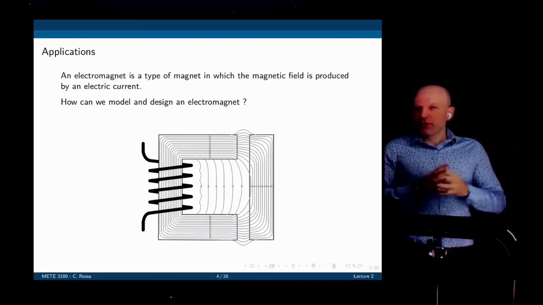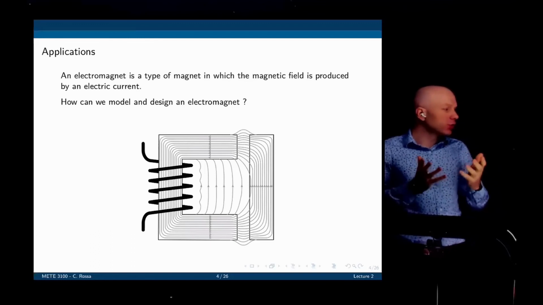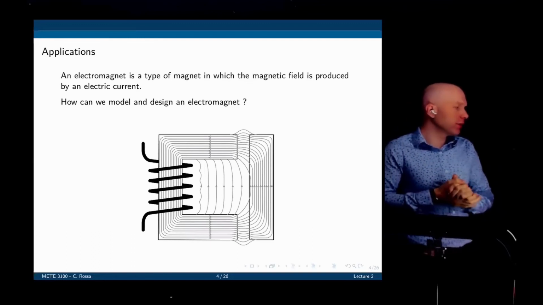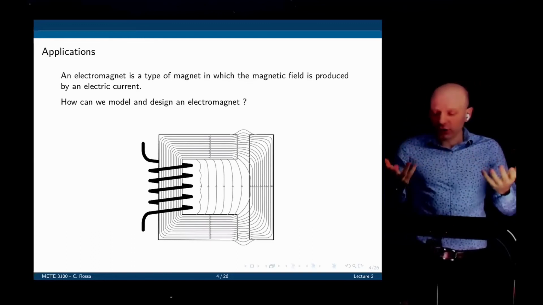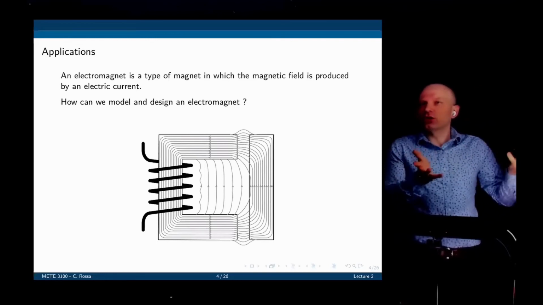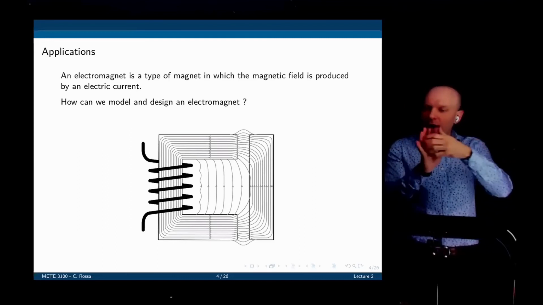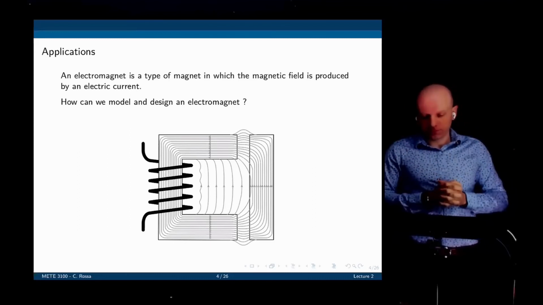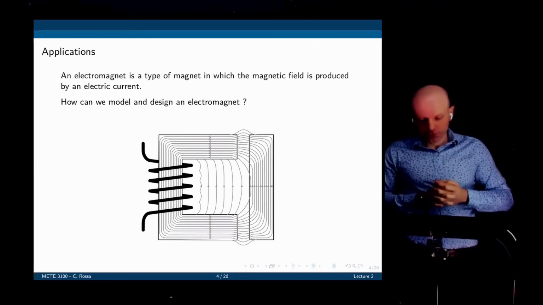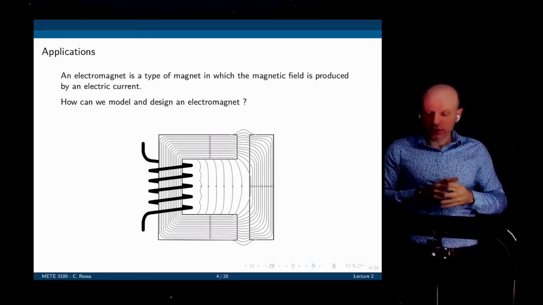This is the example I was talking about. We have electromagnets or any sort of actuators that will be based on some sort of energy conversion from electrical to mechanical, and that conversion will pass through the magnetic portion. Here we have a very simple actuator. This is an electromagnet. You know how this works.